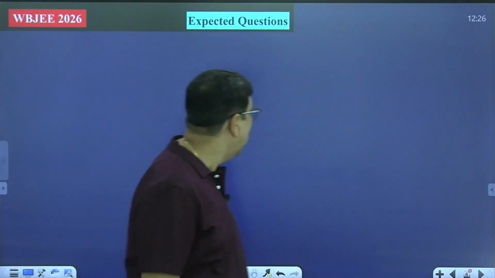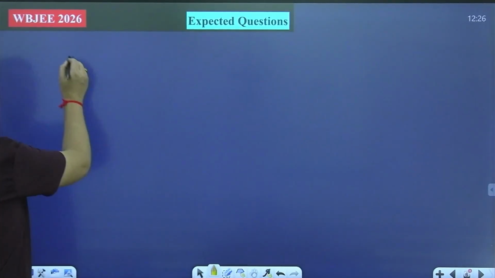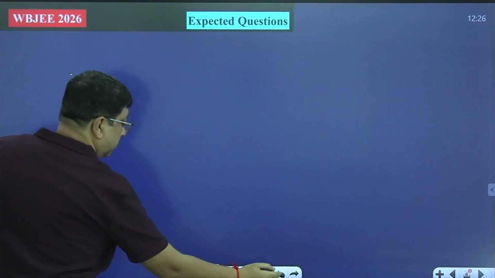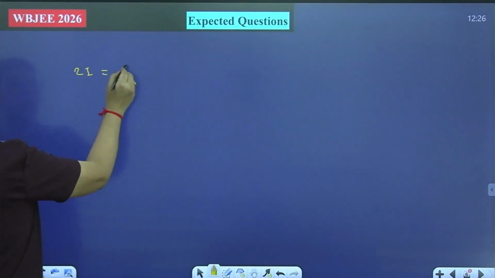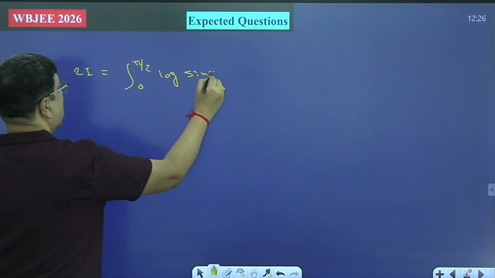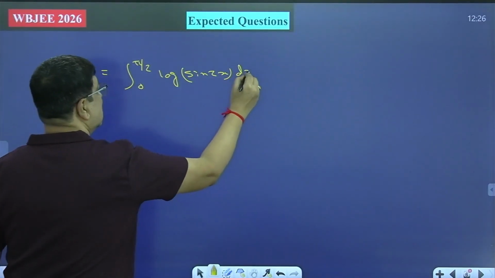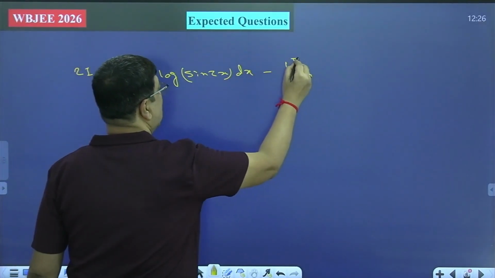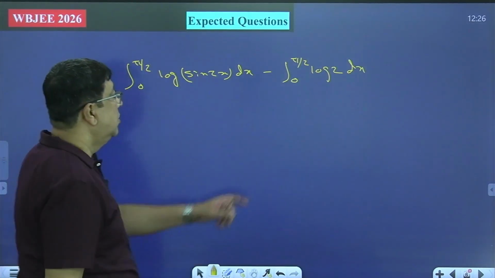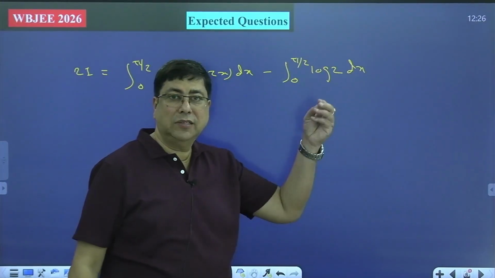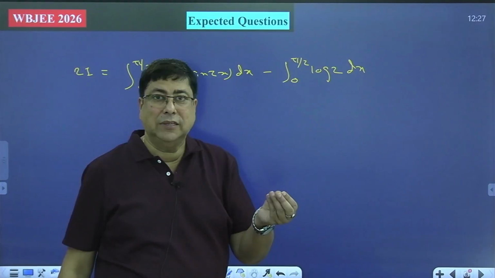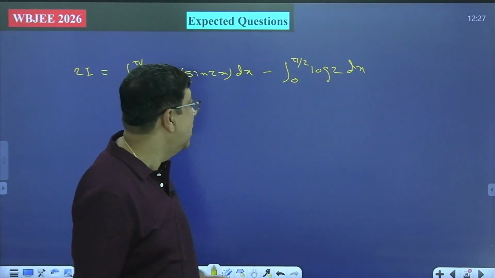Okay, same thing I am writing again. So 2I equal to integral 0 to pi by 2 log of sin 2x dx minus integral 0 to pi by 2 log 2 dx. Now this obviously I am taking outside, the integration of dx is x, so x from 0 to pi by 2, upper limit and lower limit, directly you are getting this.